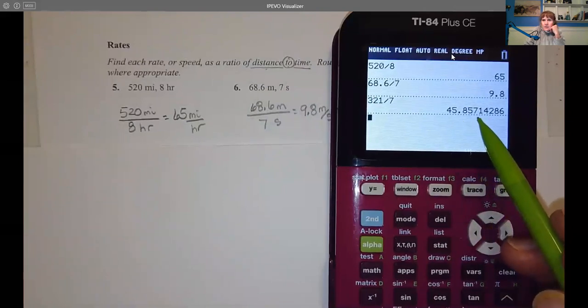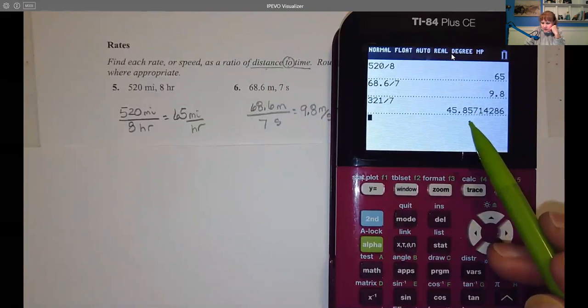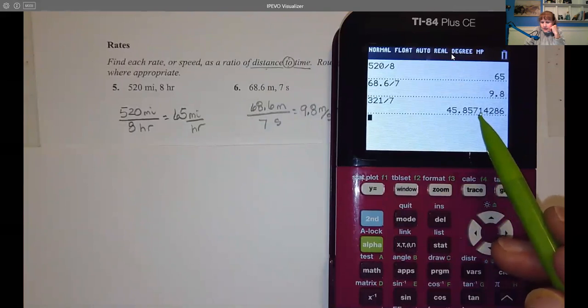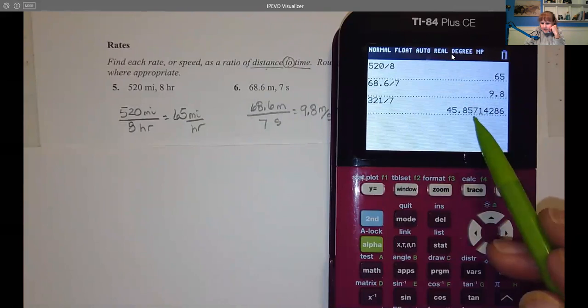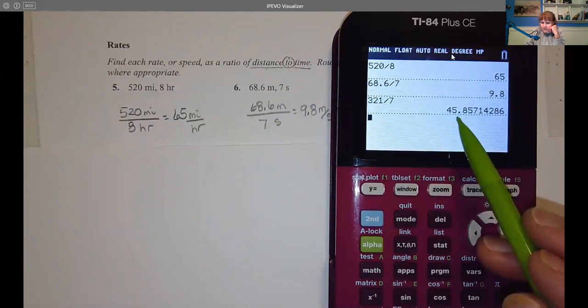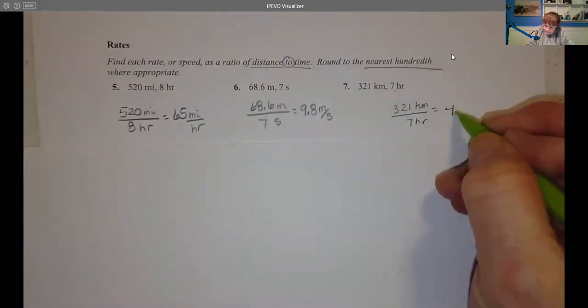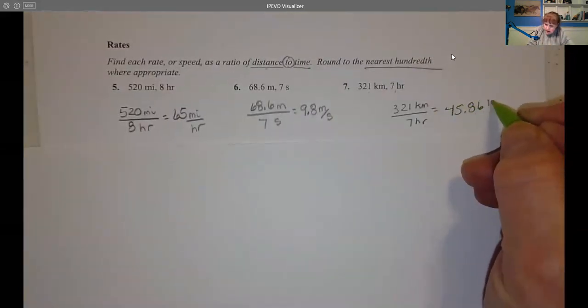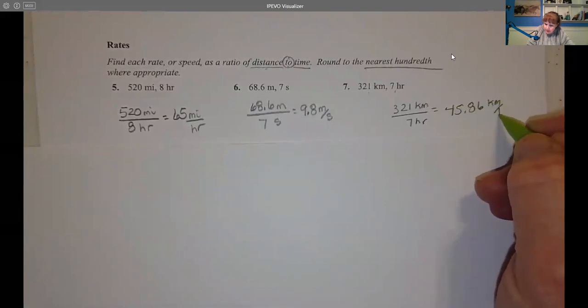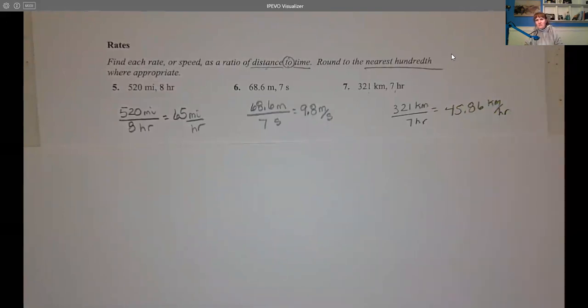They want us to round to the nearest hundredth. The 5 is in the hundredth spot, tenths, hundredths. So that 5 is going to become a 6 because that next number, the 7, is 5 or bigger. So we're going to have 45.86 kilometers per hour. So we're saying per instead of like the ratio. All right, that's how you find rates. You guys probably knew that even before.